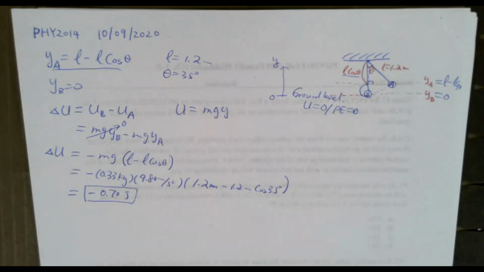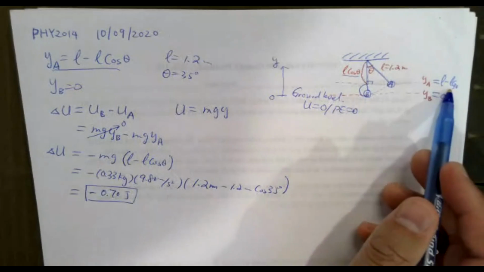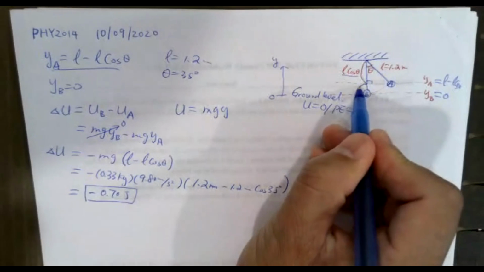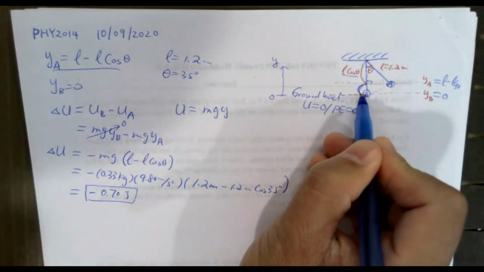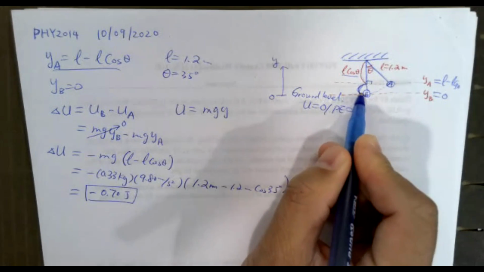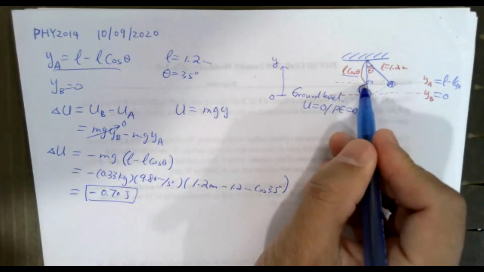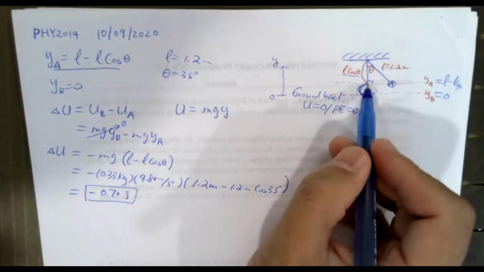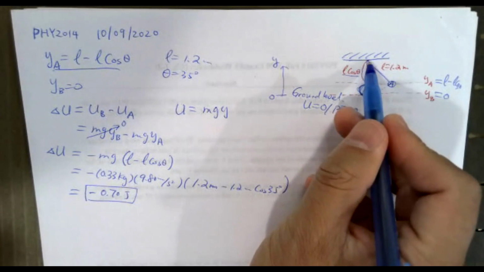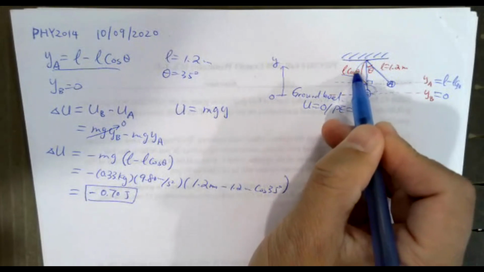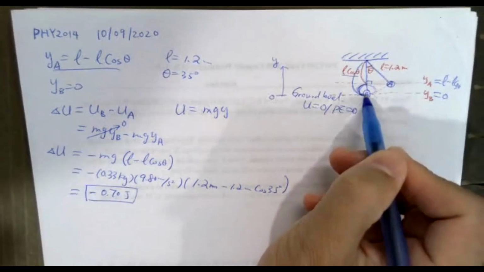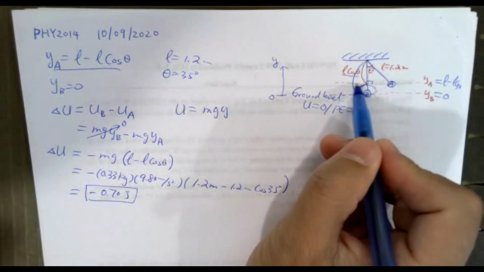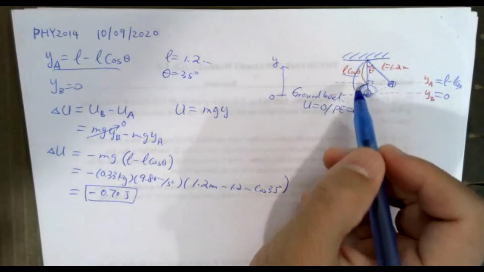Okay. So y_A is equal to L minus L cosine theta. That's because y_A should be this part, right? y_A, this is the 0. So then y_A should be this length over here. This length is equal to, this is L, right? From the hanging point, that's L. Yes. Okay.